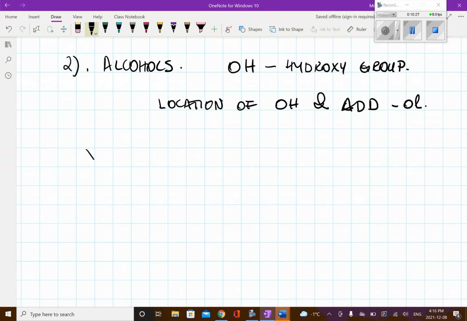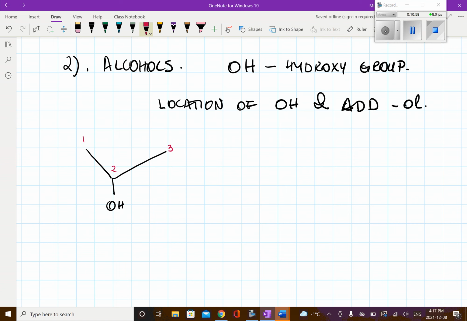Let's suppose that we have something like this. Okay, we'll number the carbons. In this case, it doesn't really matter too much whether we number from left to right or from right to left, because the hydroxyl group is at the second place in both directions. Since there are 3 carbons, it will be prop.